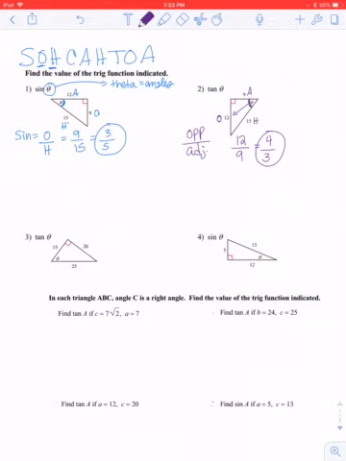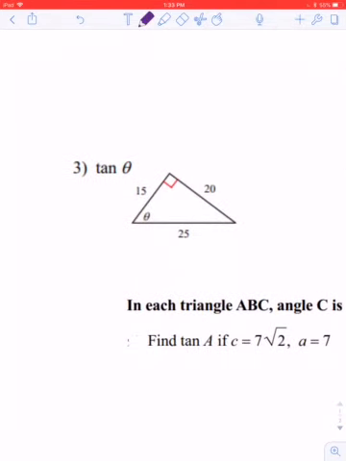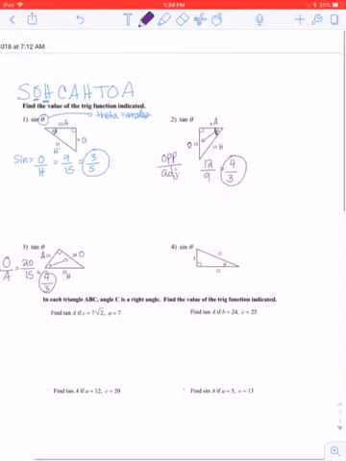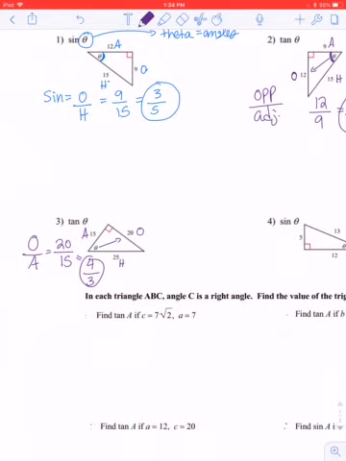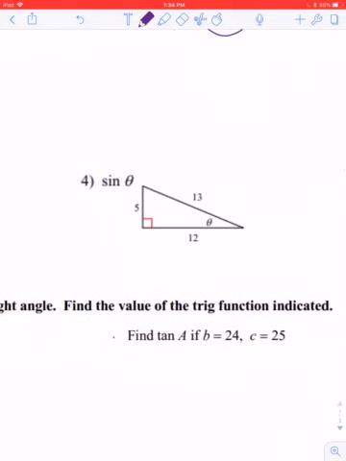So, for number 3, you're doing tangent again. You're not forgetting your SOHCAHTOA. So that is O over A. So I'm going to label my triangle like I always do. So this is the hypotenuse. This is opposite. This is adjacent. So my opposite is 20. My adjacent is 15. 20 divided by 5 is 4. And 15 divided by 5 is 3. So we get 4/3. Happens to be the same answer. Sorry about that.